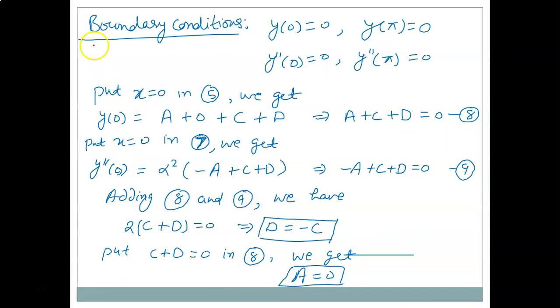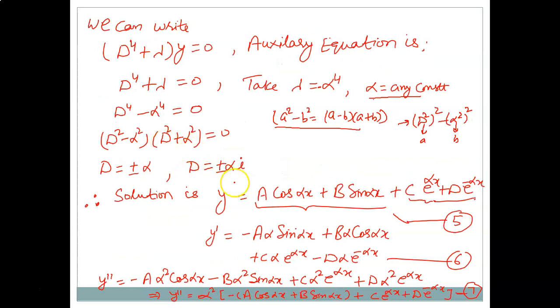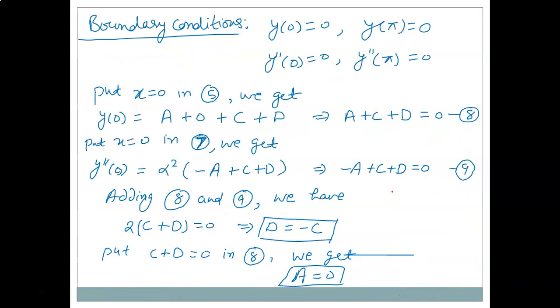Now we come to the boundary conditions, due to which we are going to obtain the value of the arbitrary constants a, b, c and d. Once we obtain the value of these arbitrary constants a, b, c and d, that will be the final solution or the extremal of the functional. So y at 0, y at pi, y double dash at 0, y double dash at pi, all are 0. So simplifying this, it's a very simple calculation.